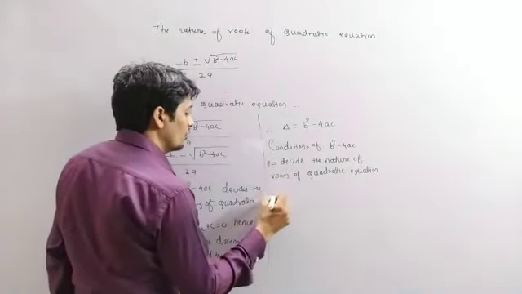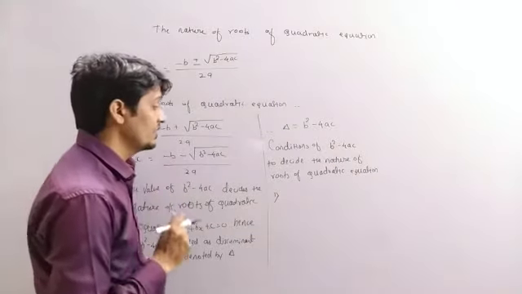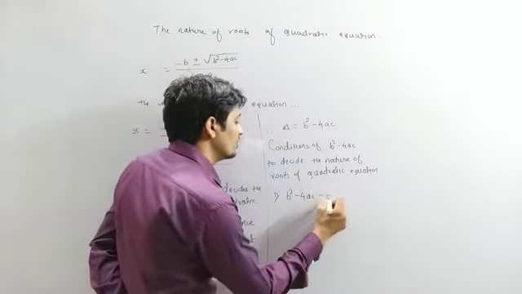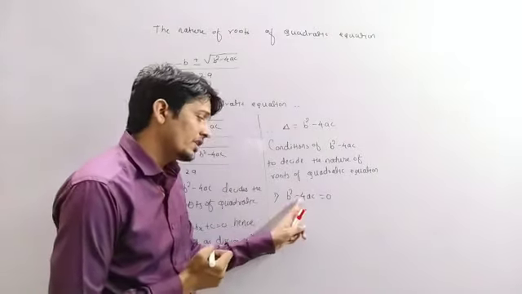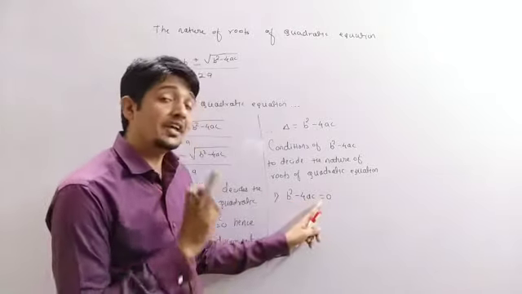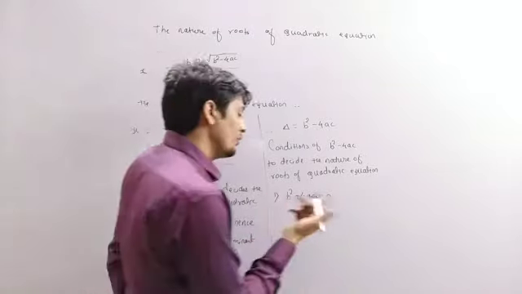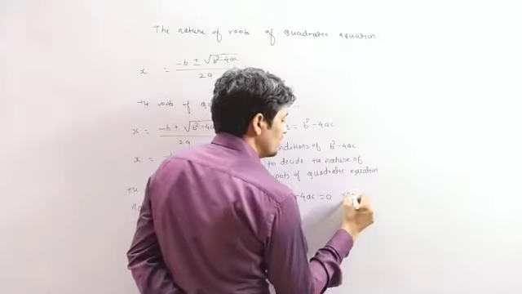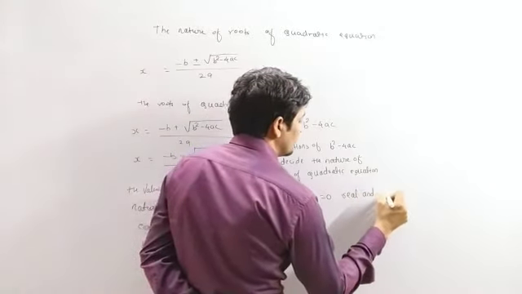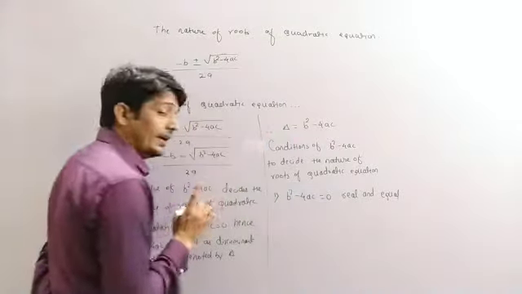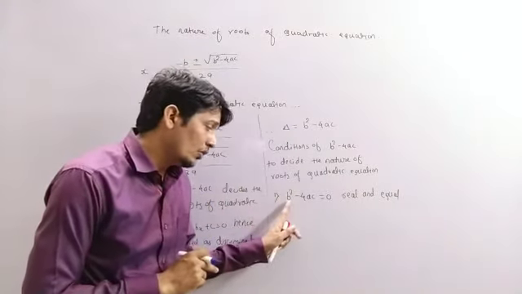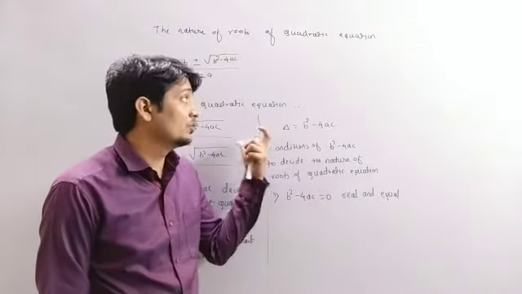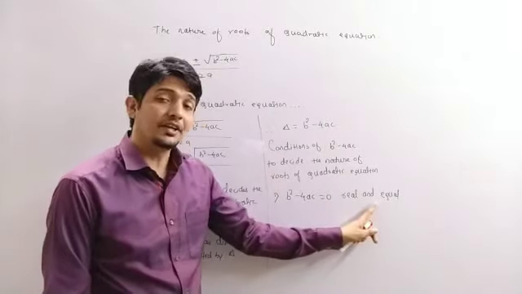Okay, so what is the first condition? If b square minus 4ac, that is, if the value of the discriminant comes out equal to 0, then we can say the nature of the roots of the quadratic equation is real and equal. When the value of b square minus 4ac equals 0, then we will say the roots of the quadratic equation are real and equal.